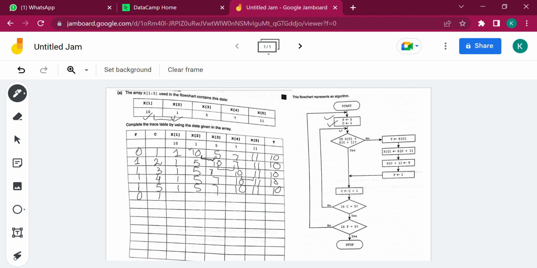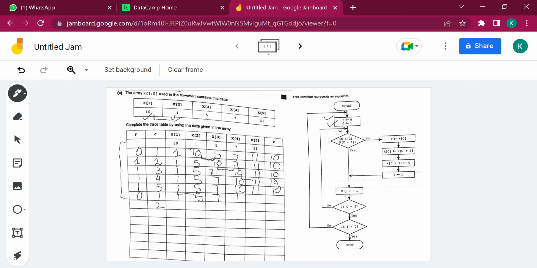Now, let's start our second pass. The students who have already studied bubble sorting must be familiar with this term pass. This is one complete pass, and then we have the next pass. Now we are in pass 2. F is equal to 0, c is equal to 1. Is x of c less than x of c plus 1? We again start matching these two things. 1 is less than 5. Yes, we will simply increment our counter. So the counter is 2 now.